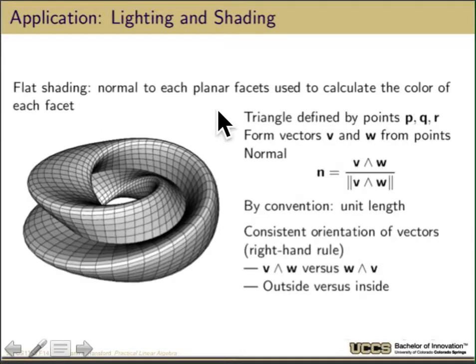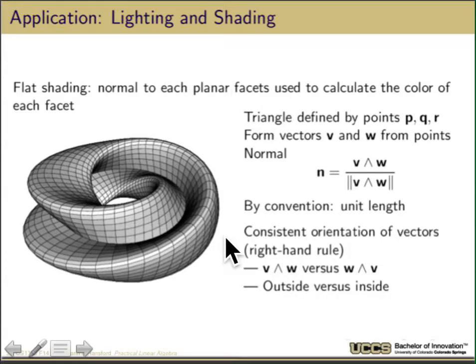Okay, so for what's called flat shading, the normal to each of the facets is used to calculate the color. So if I think of a triangle, and this is one of the reasons we use triangles so much in graphics, defined by the points P, Q, and R, I can form the vectors v and w, and just take the normal as v cross w divided by the length of v cross w, so I've got a unit length. Okay, and this gives me consistent orientations of all the vectors. If v cross w is pointing outward, w cross v would be pointing inward, and that gives us our directions.